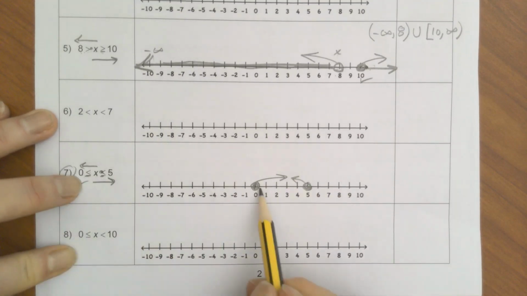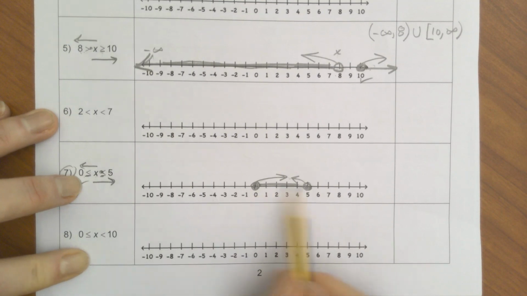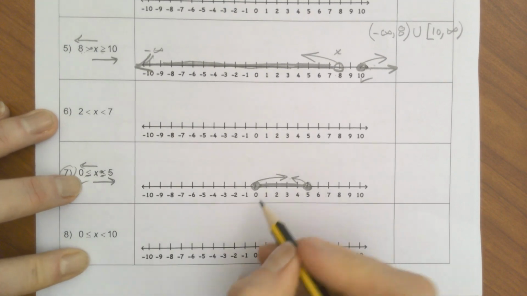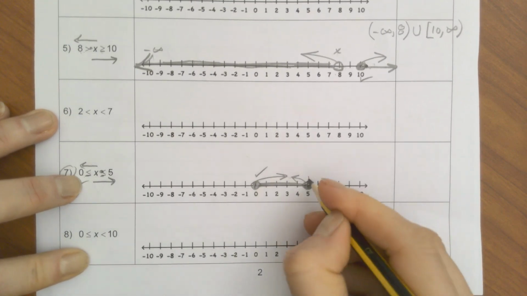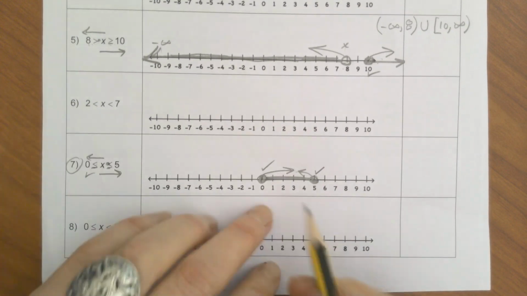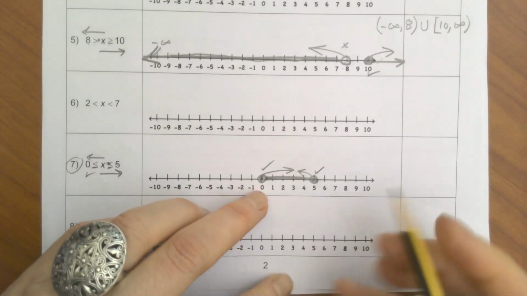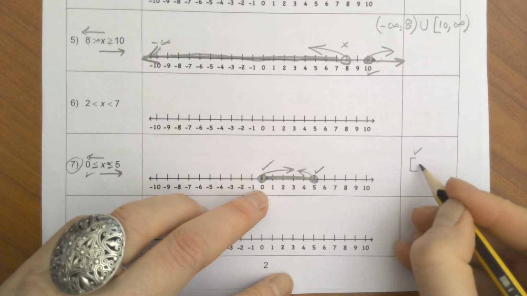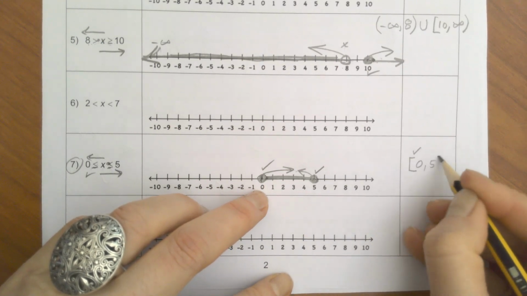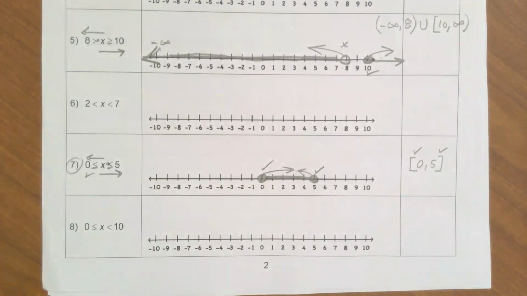So it says X is bigger than or equal to 0 but smaller than or equal to 5. So it's everything here. Do I want 0? Yep. Do I want 5? Yep. So if I want these numbers, I have to use square brackets. Square brackets mean I want it. There. Okay.